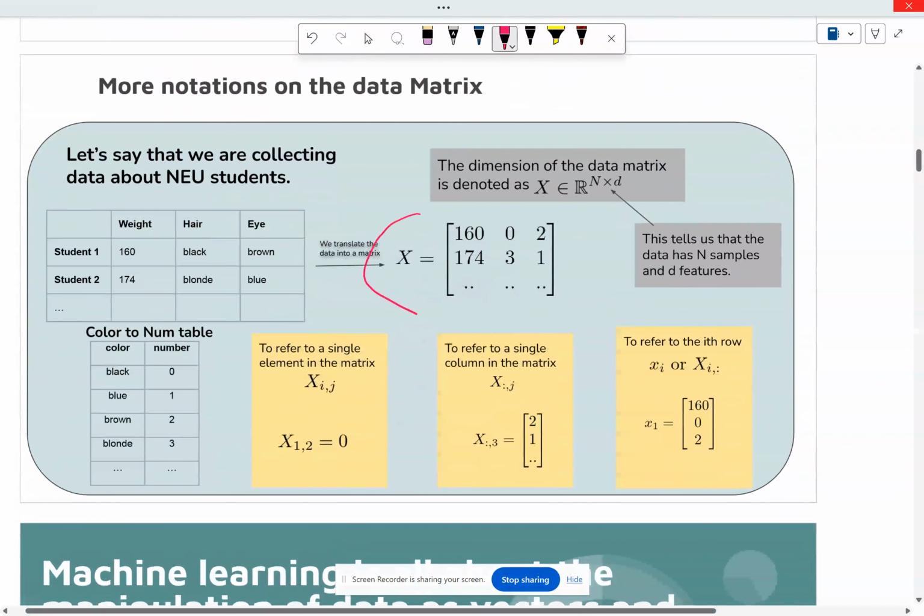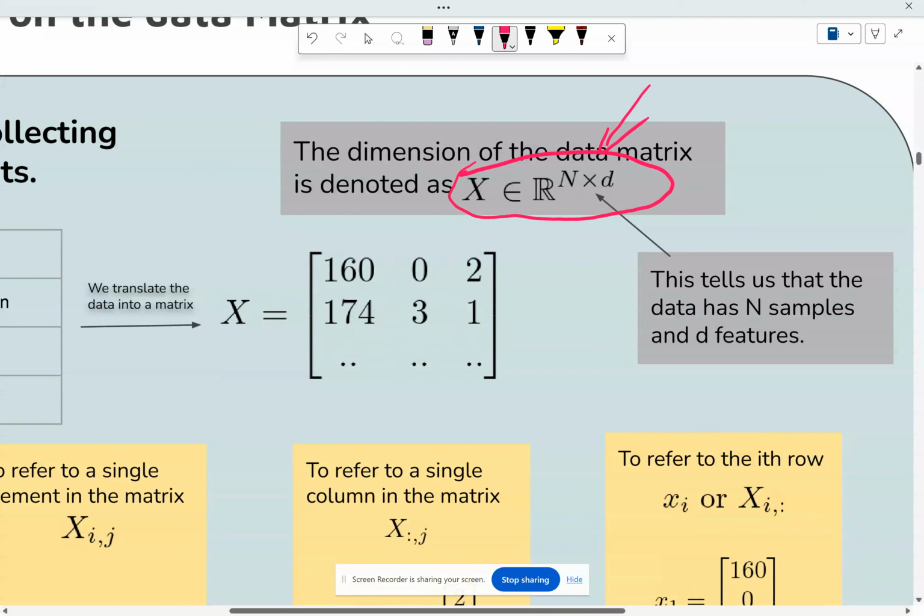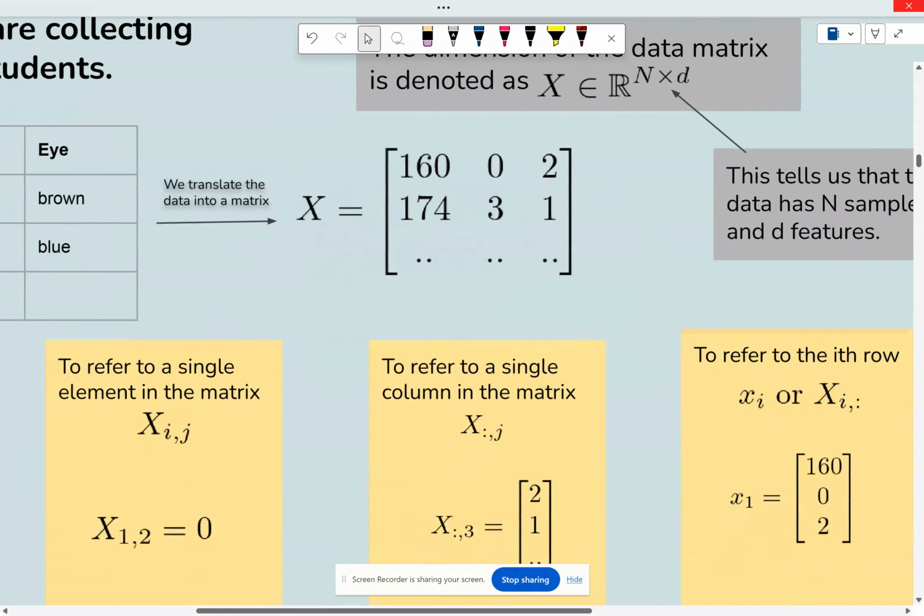Okay, more notations on the data. Like I just told you, if you have the entire data set, we tend to represent it as a matrix. The way we denote the dimension of the matrix is: X has n rows and d columns. That's how you know the dimensions of the data.